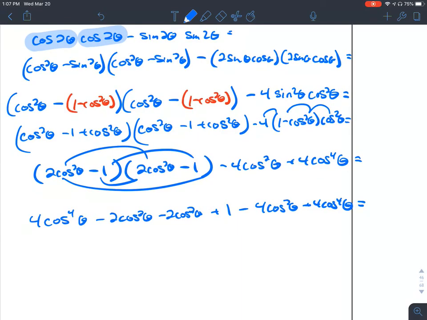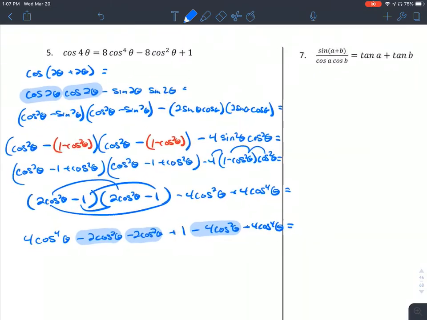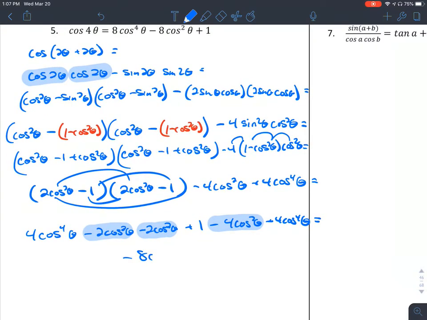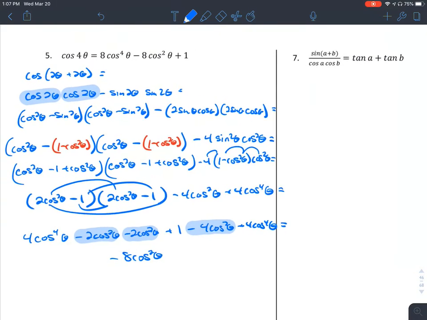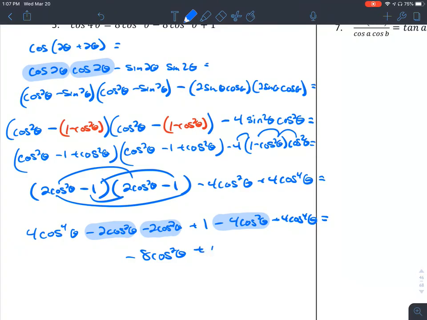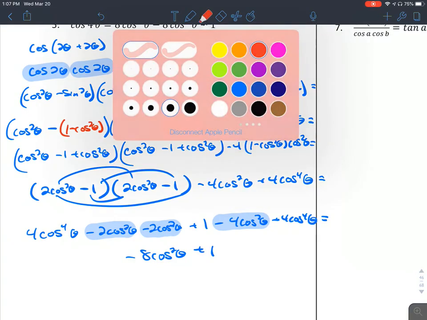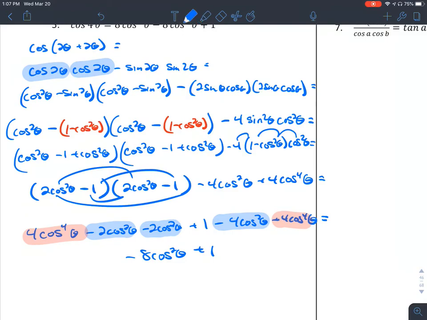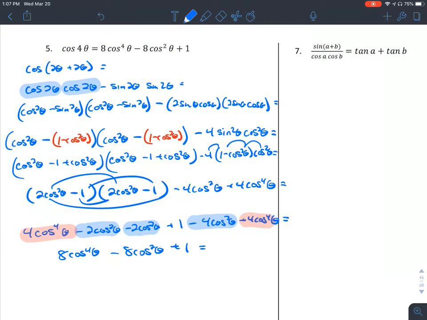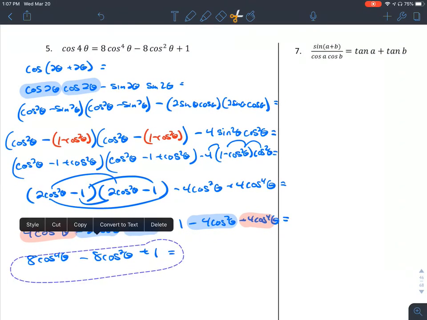Let's see, what like terms do we have? Minus 2 cosine squared, minus 2 cosine squared, minus 4 cosine squared. That looks familiar. That's going to be a minus 8 cosine squared of theta. Bring this plus 1 down. If I put these two together, I get 8 cosine to the 4th of theta. This is all equal to what the right side was all along.